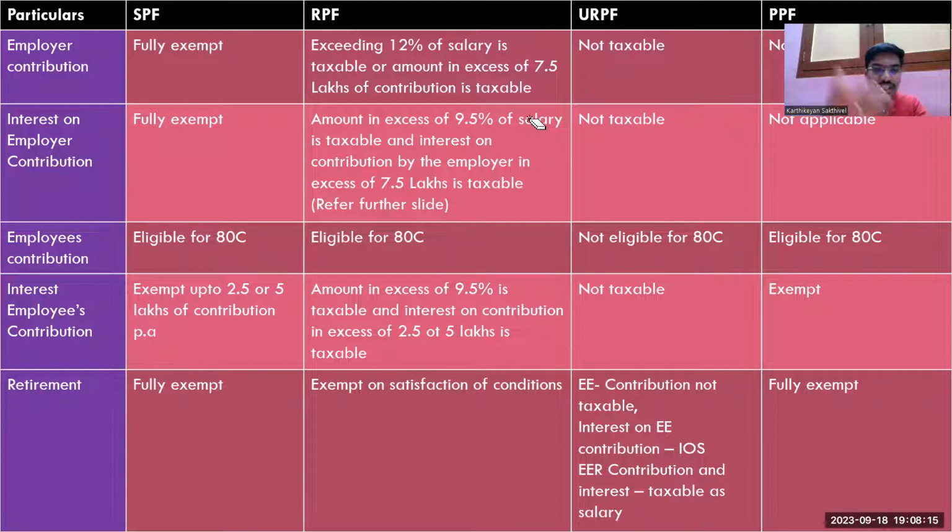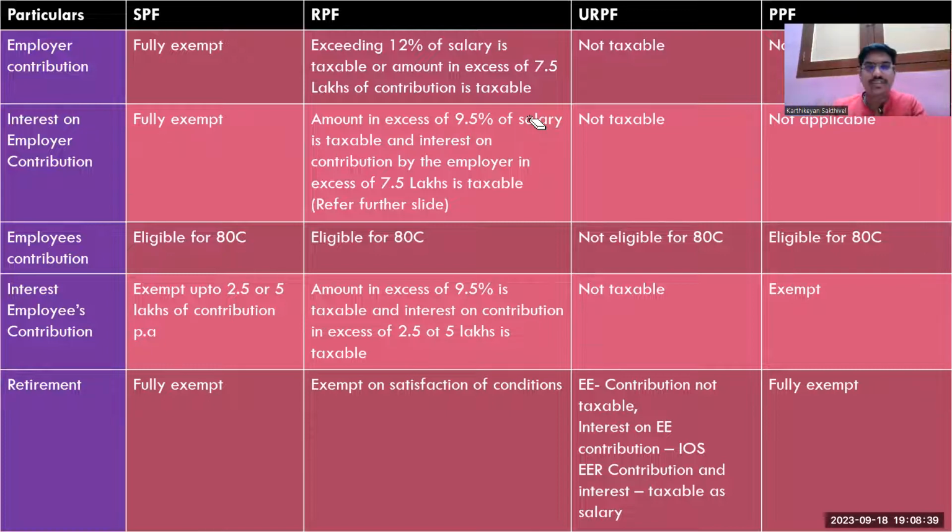Right. So the next point is interest on employee's contribution. As far as employee contribution interest is concerned, there is a peculiarity. Generally, it is exempt. But for contributions of more than 2.5 or 5 lakhs, I'm just keeping it in abeyance for some time. I just want to discuss it later. So I'm just keeping the 2.5 to 5 lakhs in abeyance.